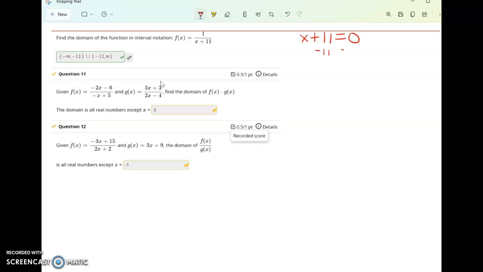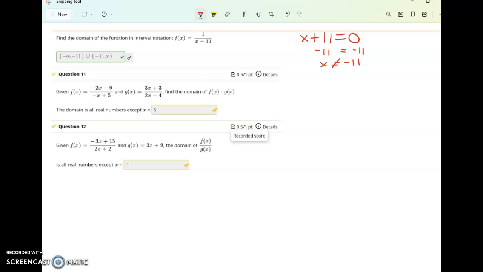So we solve this here. So x equals negative 11. So basically x cannot equal negative 11 or we will have 0 in the denominator. So any value for x is okay except negative 11, which is represented here. Okay, so negative infinity to negative 11, parenthesis because it doesn't include negative 11, negative 11 to infinity, again parenthesis because it doesn't include negative 11.